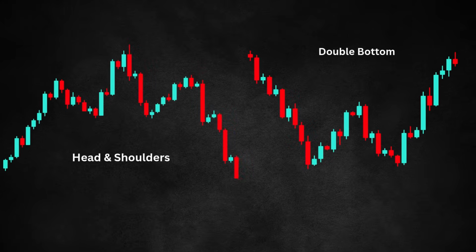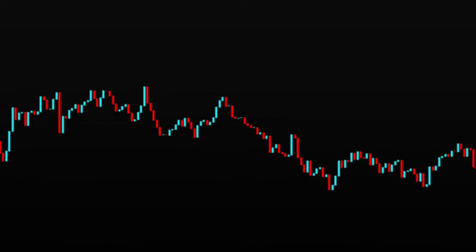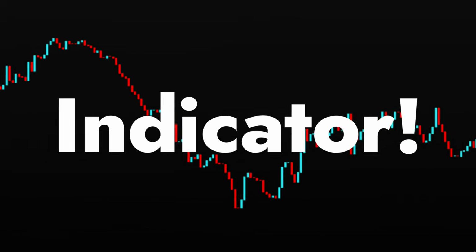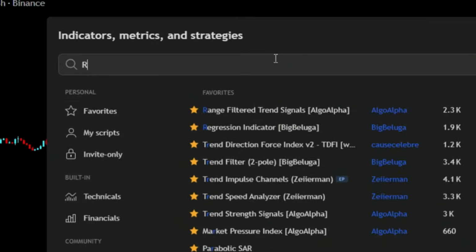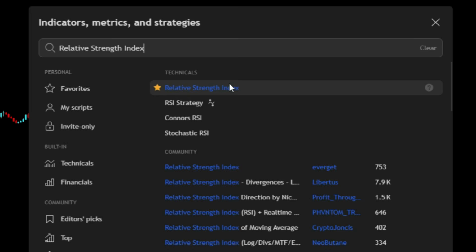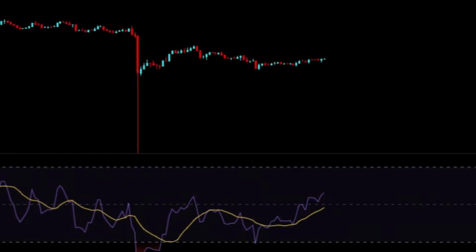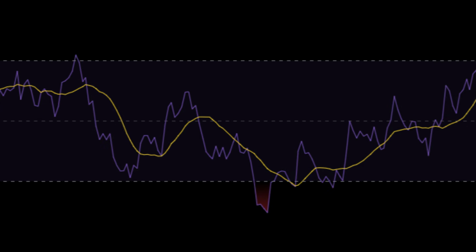Now we have seen how these patterns actually work. To make these setups even more reliable, we can add an indicator to confirm our structures. Go to the Indicators tab on your TradingView and type in Relative Strength Index, or the famous RSI. Click on it, and it will appear right below your chart in its default form, and no special modifications are needed. This simple tool can really help in identifying high probability reversal signals.